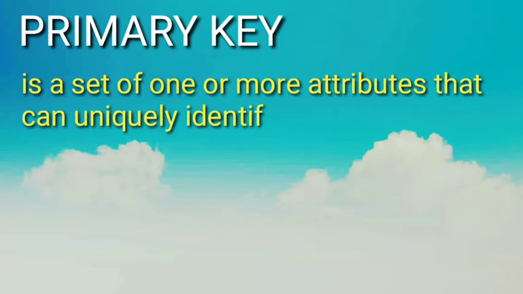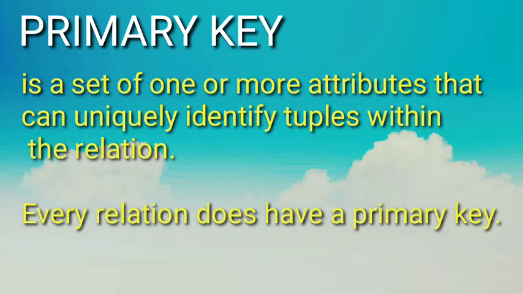So we'll be discussing all the keys one by one. The first one is the primary key. Primary key is actually a set of one or more attributes that can uniquely identify the tuples within the relation, which means that a particular field, a particular attribute or column which has unique values in it, and by which the rows can be identified within the table, is termed as a primary key, or we can make that particular field a primary key.